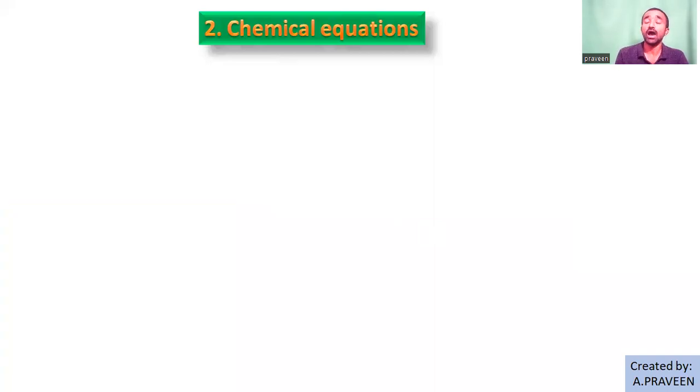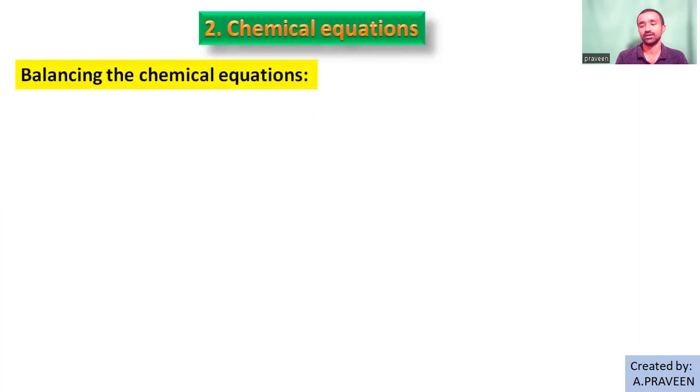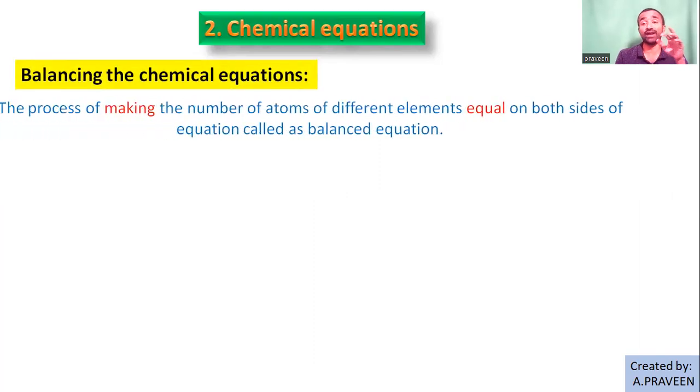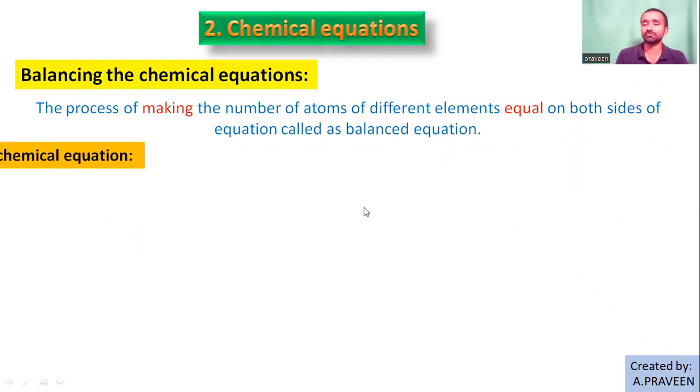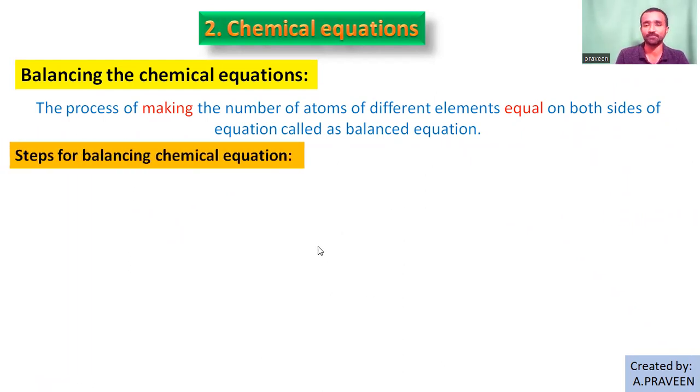It is about how to balance a chemical equation. Balancing chemical equations is the process of making the number of atoms on the left side and right side equal in number. The process of making the number of atoms of different elements equal on both sides of the equation is called a balanced chemical equation. We will follow a few steps for balancing chemical equations.